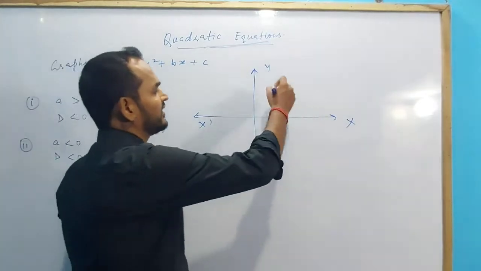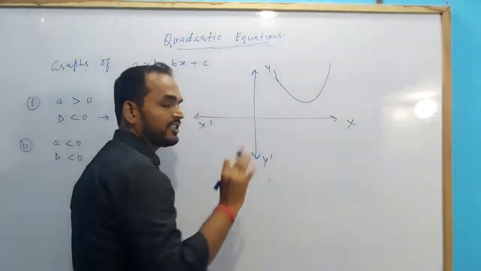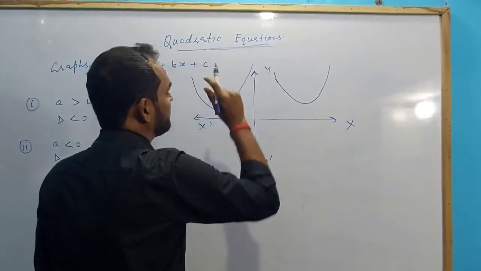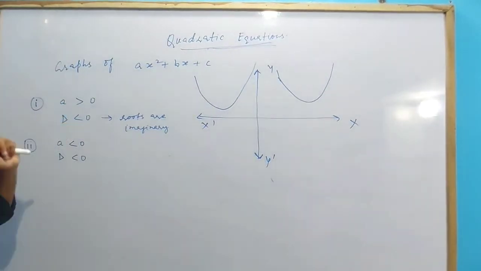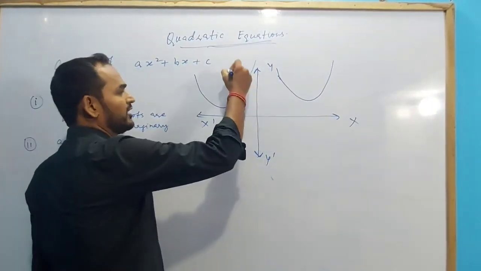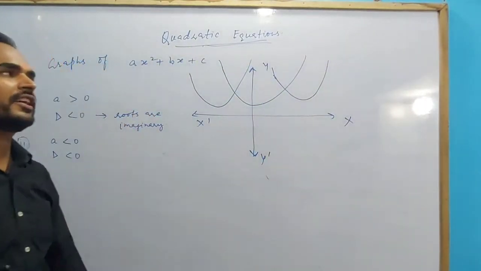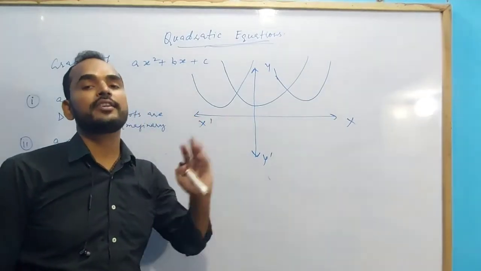So the graph will be something like this. It will never touch the x-axis. Or like this. It will never touch the x-axis in the case when a greater than 0 but d less than 0. It might be like this also. But in all the cases the graph is not going to hit the x-axis.